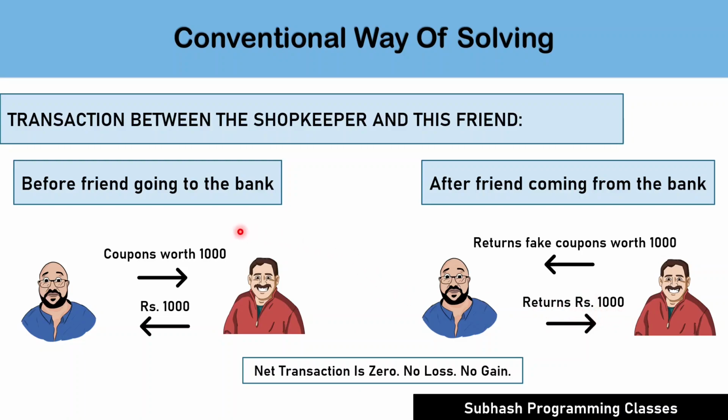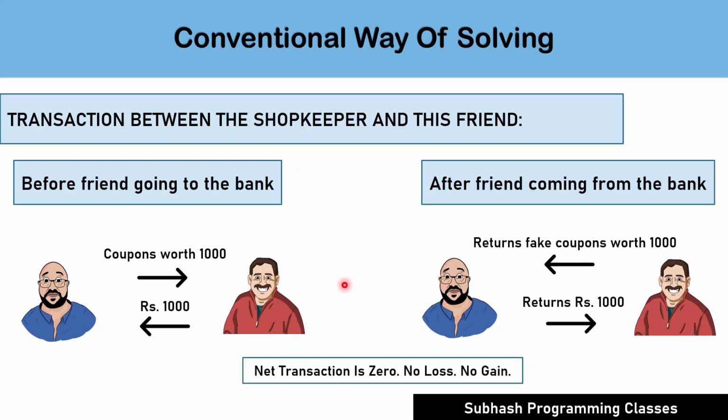I'll repeat. Initially, after getting the coupons from the customer, the shopkeeper exchanges these coupons with rupees 1000 in cash from his friend. That is, the shopkeeper gives these coupons worth rupees 1000 to the friend and takes 1000 rupees in cash from his friend. After his friend realizes the invalidity of the coupons, the shopkeeper has to pay him back the rupees 1000 that he has taken in cash from his friend in return for the fake coupons that he had earlier given to his friend. This is the second scenario.